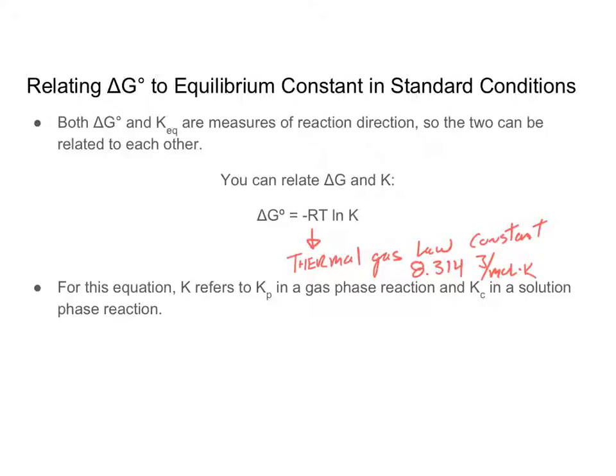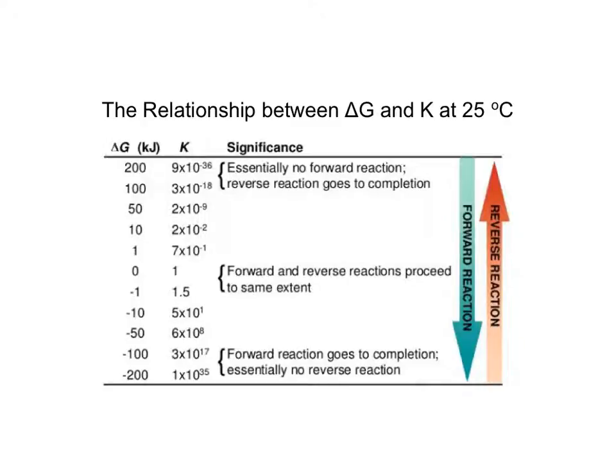For this equation, the equilibrium constant refers to the pressure equilibrium constant in gas phase reactions, and the concentration equilibrium constant in solution phase reactions. This formula allows us to see the relationship. What this graph is getting at is that at room temperature, if delta G is positive, and in this case incredibly positive, 200 kilojoules, the equilibrium constant is going to be incredibly tiny, 9 times 10 to the minus 36.